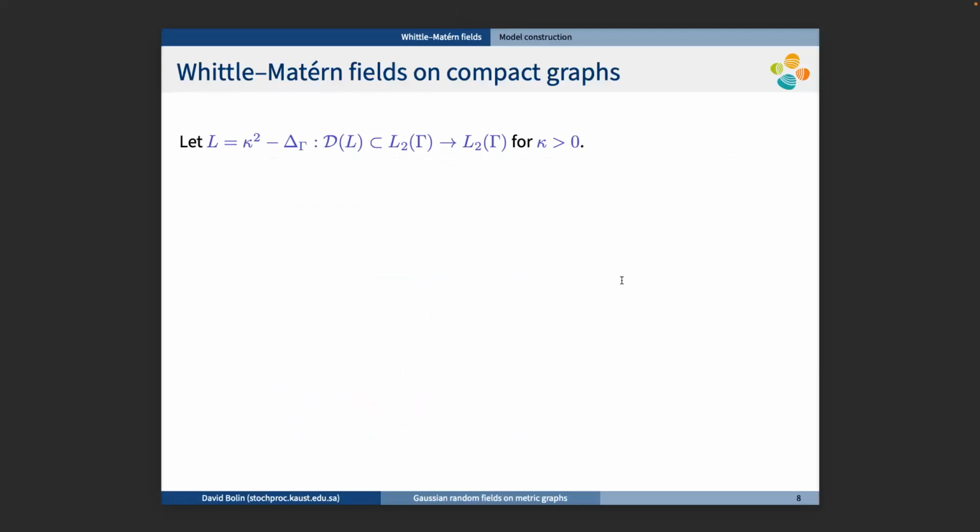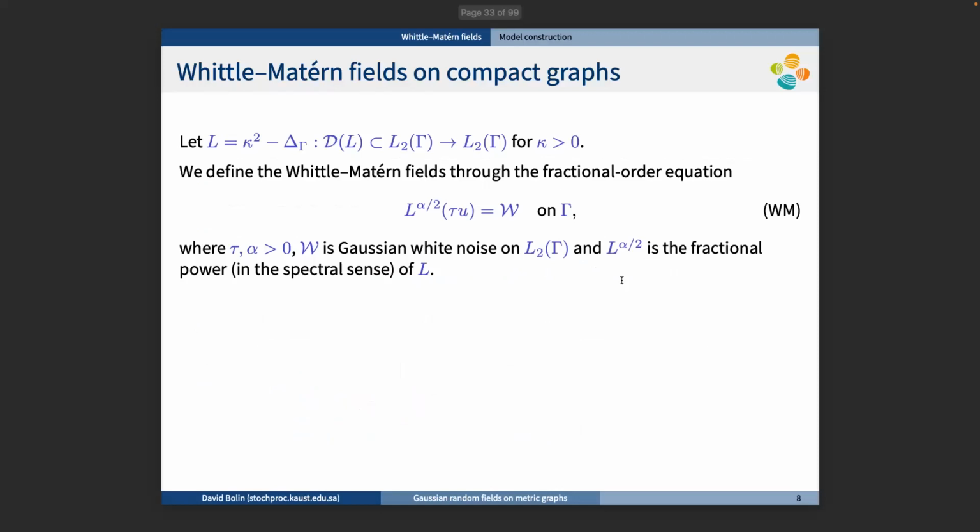Right, so with this, we could then define what we mean by a Matérn field on the graph. So we consider this shifted Laplacian. For now, kappa is just a constant parameter. And then we define this fractional order equation where the fractional power here is understood in a spectral sense. And I will come back to that a bit later, with some more details on that.